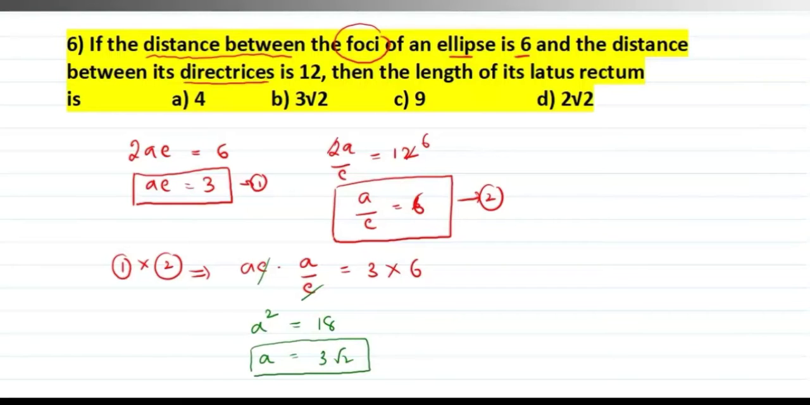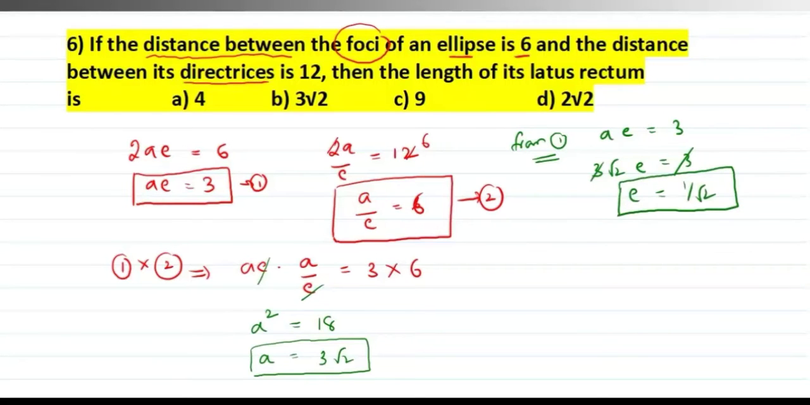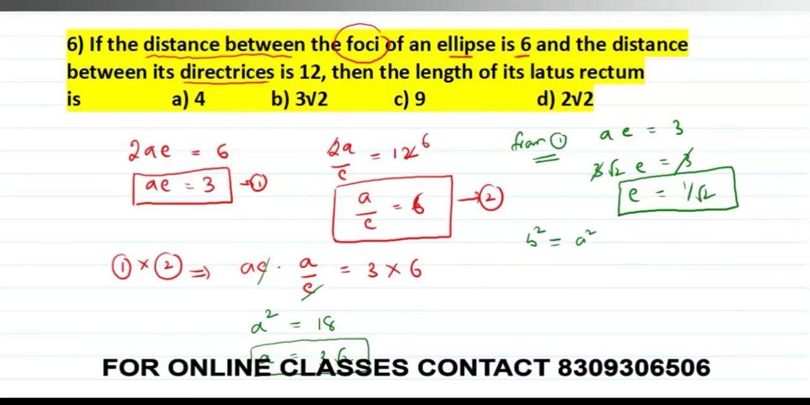Okay. Now come to equation 1. From equation number 1, ae is equal to 3. a value is 3 root 2. We can cancel 3. Then e value is 1 by root 2. Eccentricity value is 1 by root 2. Right. Now come to b square. To find b square, we have a formula, that is a square into 1 minus e square. Substitute the values. a square value is 18, 1 minus e square value is 1 by 2. That is equal to 18 into 1 by 2. 2 nines are 18. So b square value is 9.